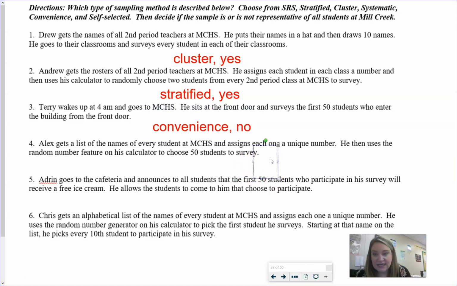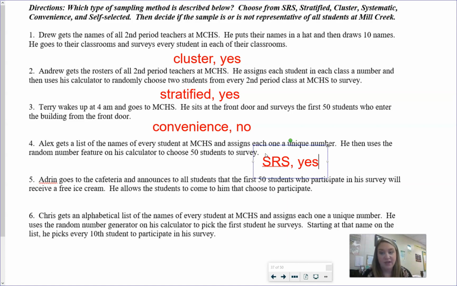All right, Alex gets a list of names of every student and assigns each one a unique number. Then uses a random number feature on his calculator to choose 50 students to survey. Yes, this is going to be our simple random sample. Okay, so this will represent the school. Everyone has an equal opportunity to be chosen. Okay, so everyone gets a unique number, a random number generator to see which ones to get picked. This is great. This is the best way. If you can do it, this is the best way to do it.